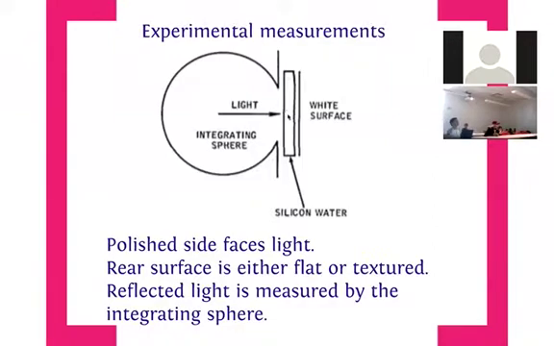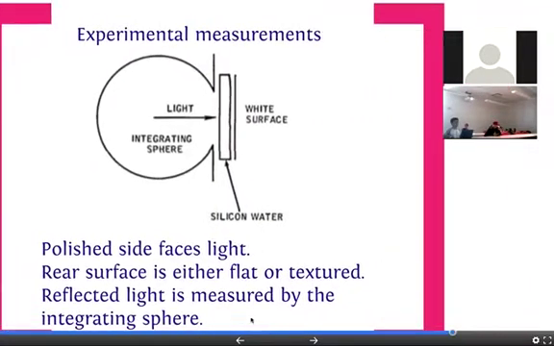In the actual experiment, they first put a polished side facing the light. Then it's like a perfect reflector, so you expect a lot of light to be reflected. In the other experiments, exactly the same, except that the rough surface is now facing the light. What you will see is that the rough surface, of course, reflects a lot less light, as expected from our analysis so far. The rear surface can be either flat or textured, depending on the experiment. Reflected light is then measured by the integrating sphere.